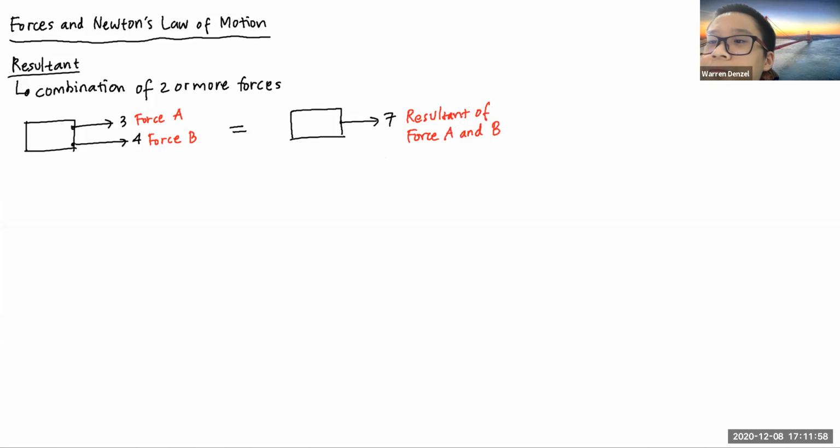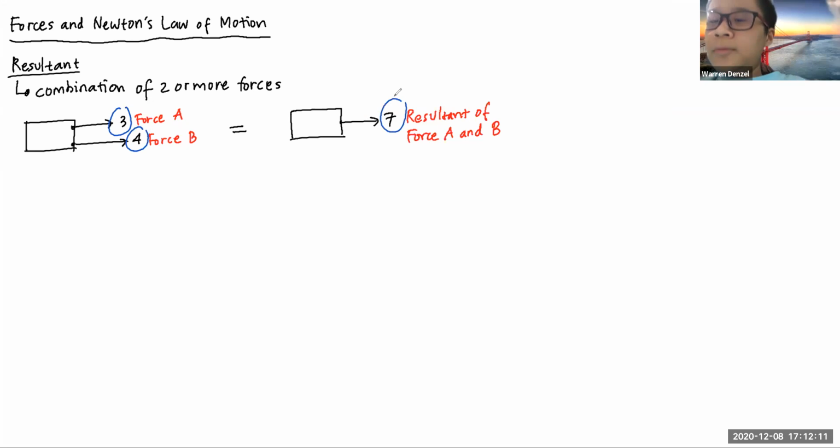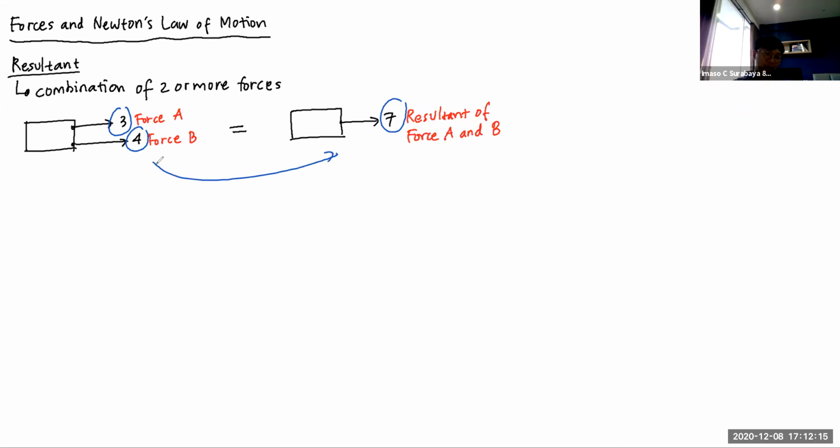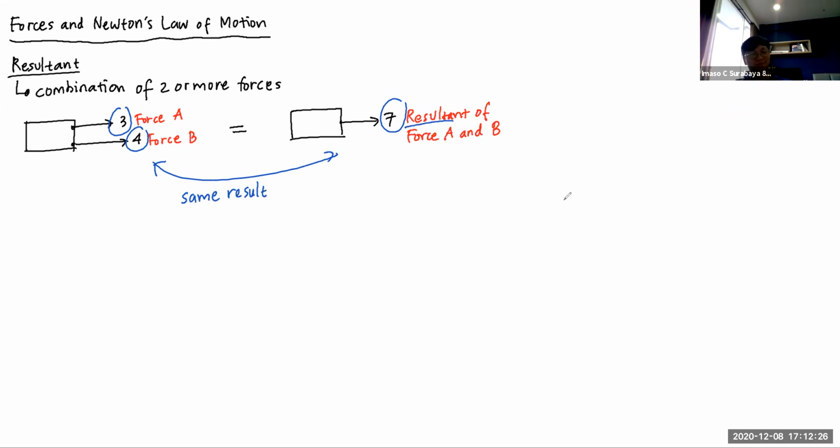Another way to put it is that for example, I have two forces here, 3 and 4. If I apply another force, the result that it gives is the same as if I were to apply these forces one by one. So that's why this is called the resultant.